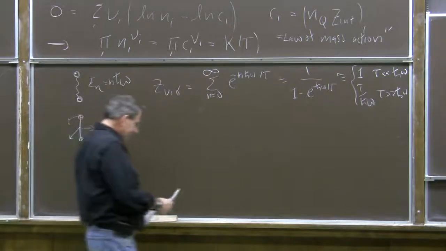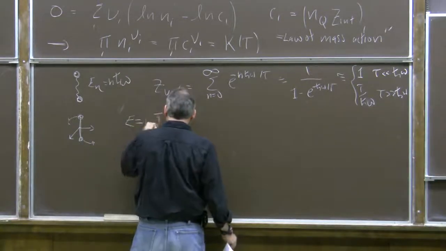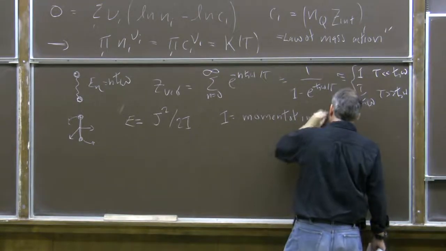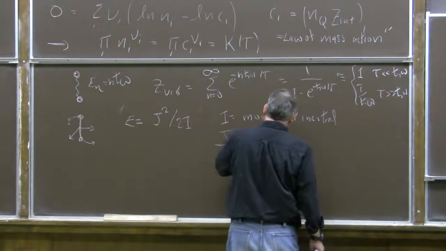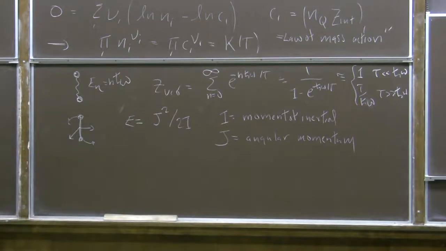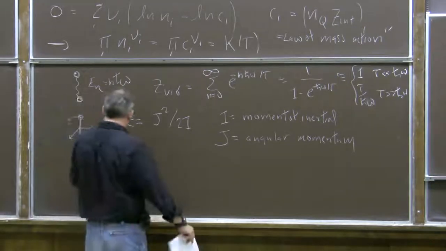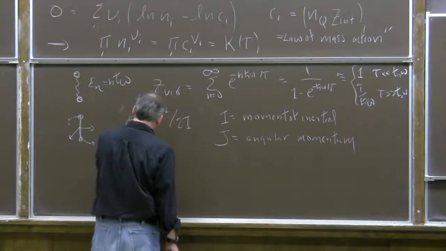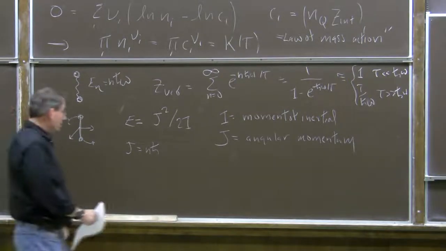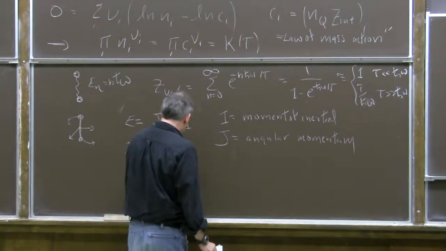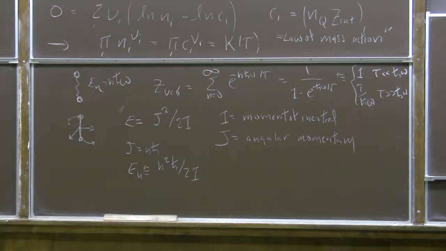And the kinetic energy of rotation is just J squared over 2I, where I equals the moment of inertia and J equals angular momentum. But that angular momentum is just, as I guess you know from physics 12b, an integer multiple of h bar. And so J squared over 2I would go like n squared h bar squared over 2I. And then for each of the rotational degrees of freedom, we would sum that over n with the Boltzmann factor.